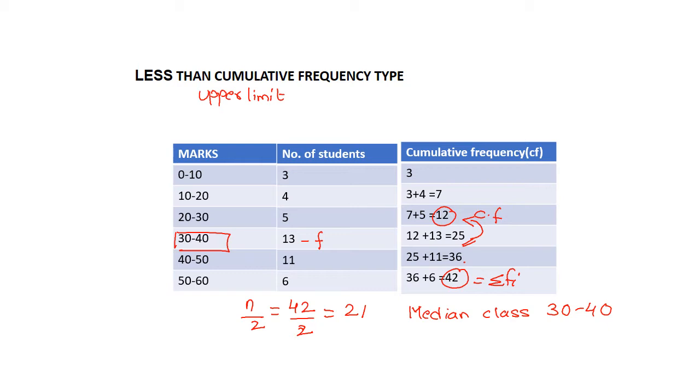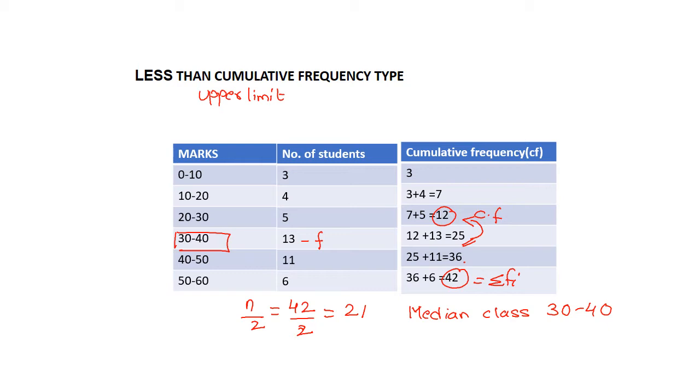So again I repeat, to locate the median class, we have to do n upon 2 to find the middlemost observation. So 42 divided by 2, we got 21. We have to see in the CF column the number which is greater than 21. So greater and near to 21, that is 25. So here this is the median class.